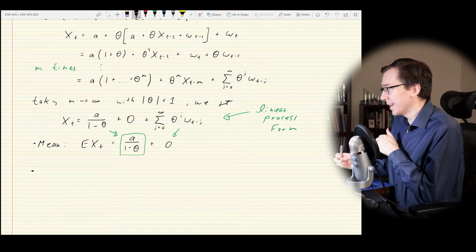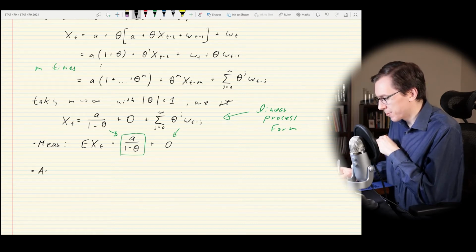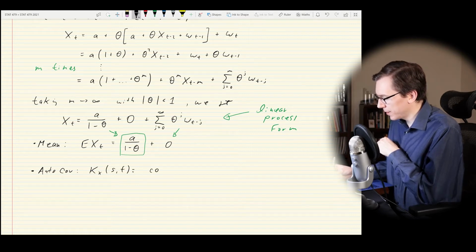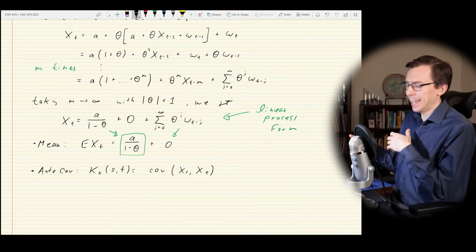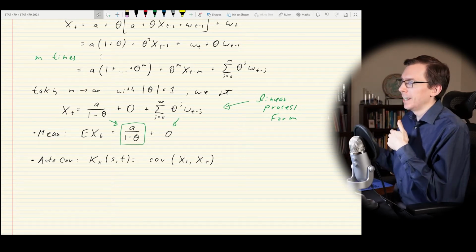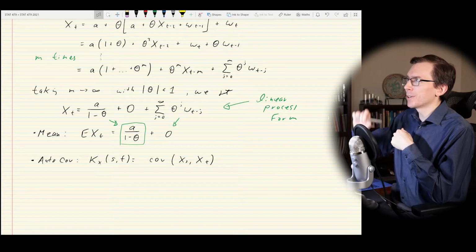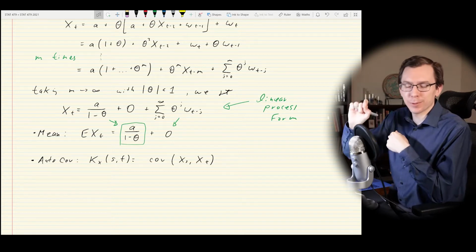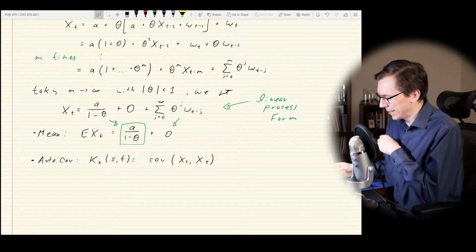And then furthermore, we can actually look at the autocovariance, which is perhaps a more interesting calculation. If we were to compute the autocovariance for this process, we're just computing the covariance at time s and at time t, which would be kind of annoying at first, but because of using the recursive definition to write it as a linear process, things become a little bit nicer.